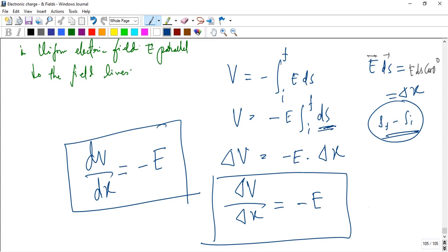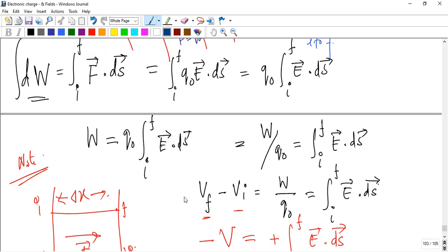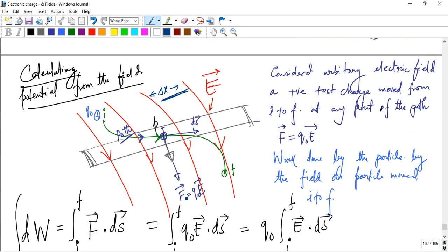Okay, clear the concept. Actually, a test charge moves from I to F, choosing an arbitrary path in the electric field. So we calculate the potential from the field. I think the concept is clear.